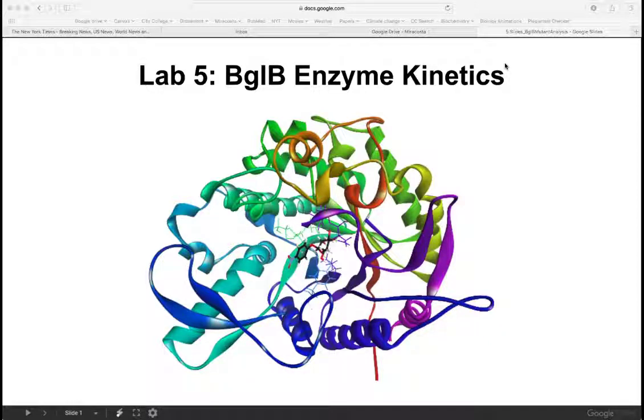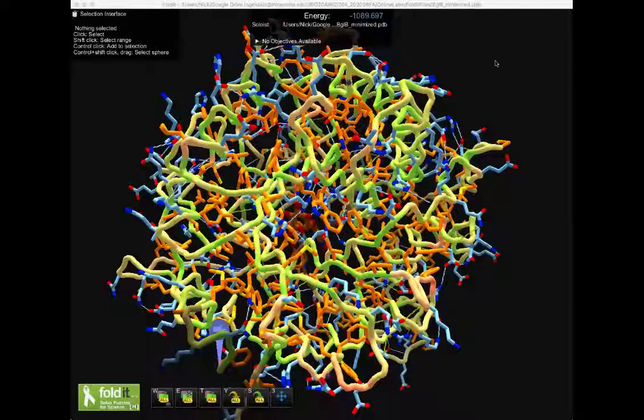Before we can do that, let's step back a little into labs 3 and 4, where we chose an amino acid to mutate in the first place. All right, here's BglB as visualized using Foldit. And we spent labs 3 and 4 going over Foldit, so I'm not going to go through that now.